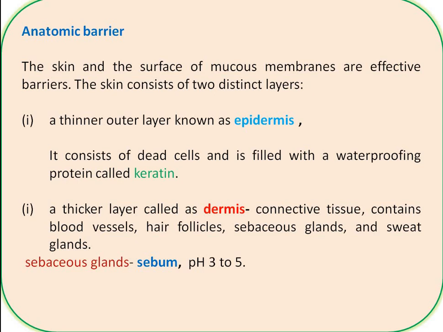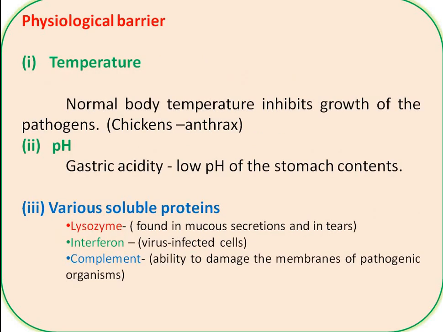Anatomical barriers: our skin and the surface of mucous membranes are effective barriers. The skin consists of two distinct layers. The thinner outer layer is known as the epidermis. It consists of dead cells and is filled with a waterproofing protein called keratin. A thicker layer called the dermis, a connective tissue, contains blood vessels, hair follicles, sebaceous glands, and sweat glands. Sebaceous glands secrete sebum, with a pH range of 3 to 5.